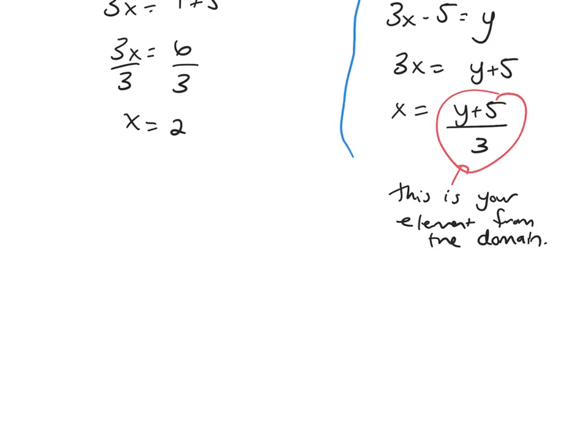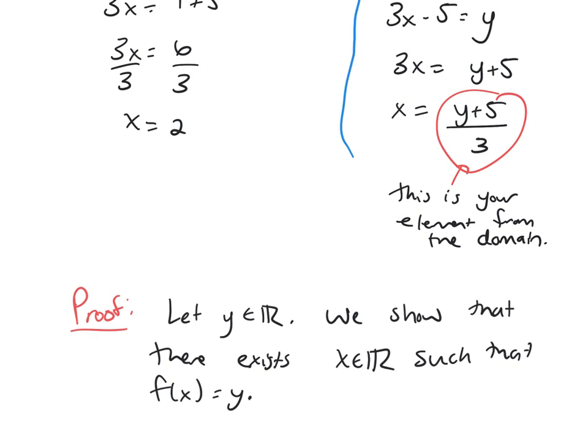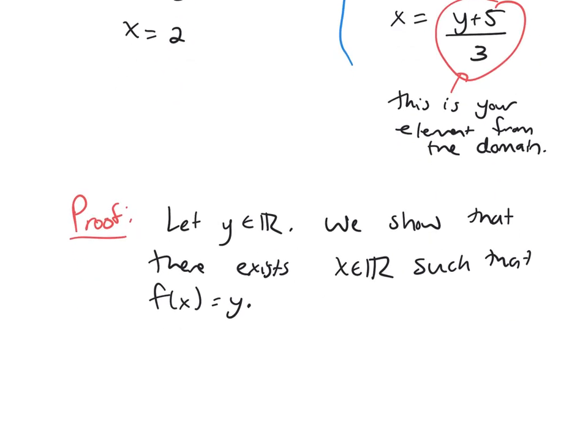So now let's write up the proof formally. So I'll say proof. We're going to let y be in R. What we're going to do is show that there exists an x in R such that f of x equals y. And that x, we're going to choose x to be, what did we say x should be? It should be (y plus 5) over 3.